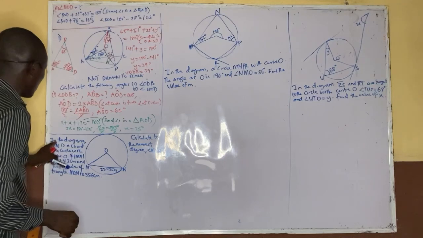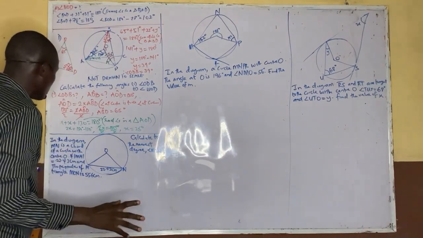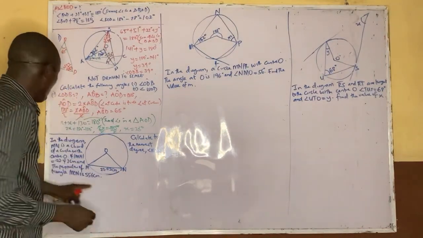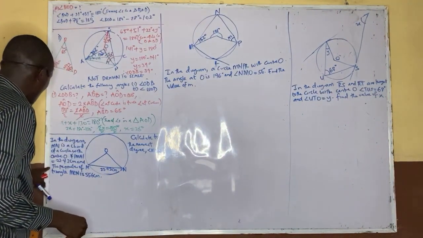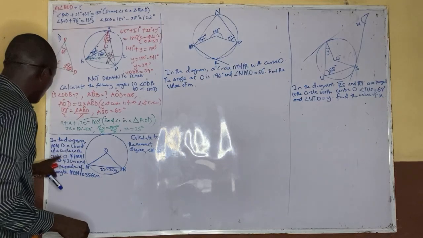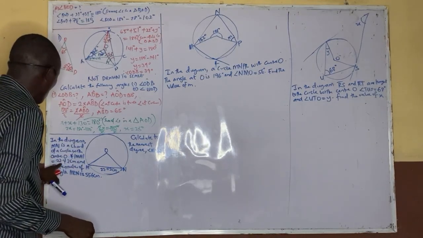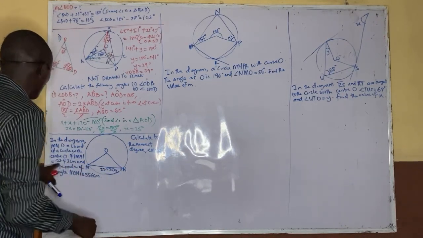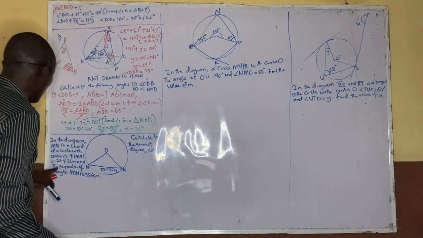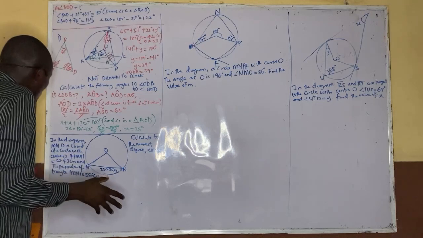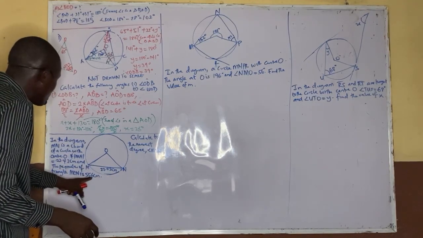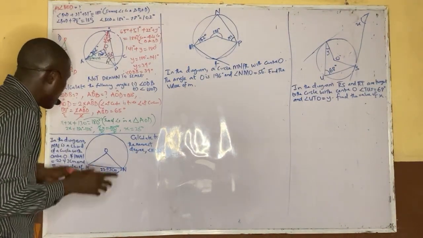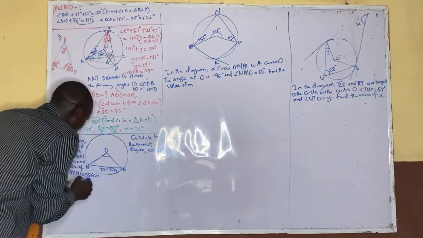Now the next question is that in the diagram, MN is a chord. A chord is a line that joins two points on the circumference together. MN is a chord of a circle with center O. MN is 22.42 centimeters, so that is the length of the chord. The perimeter of the triangle MON is 55.6 centimeters. Calculate the angle MON to the nearest degree.